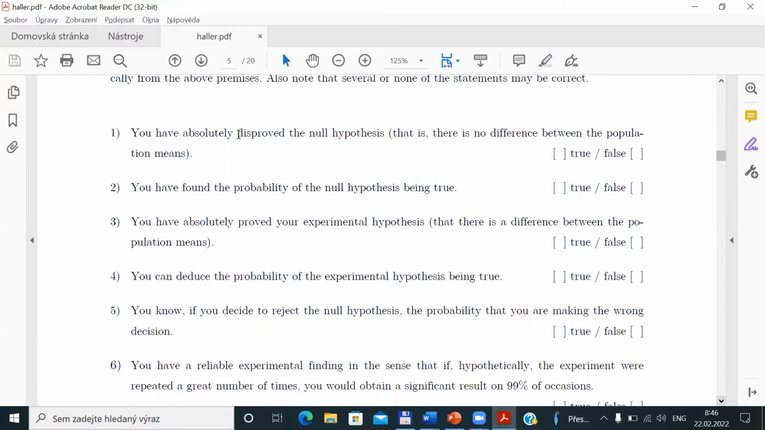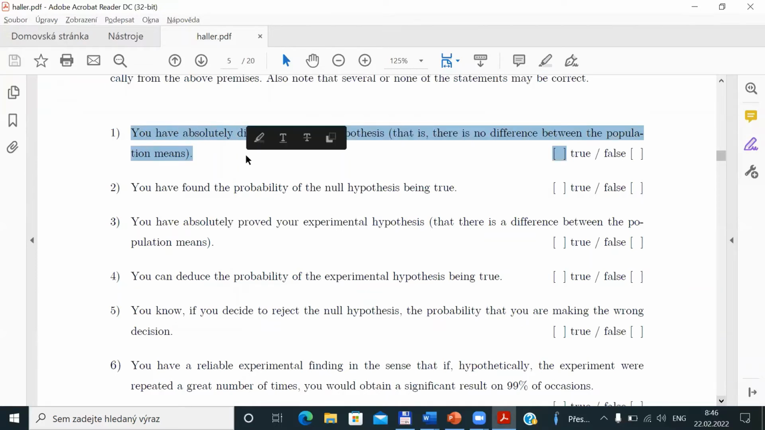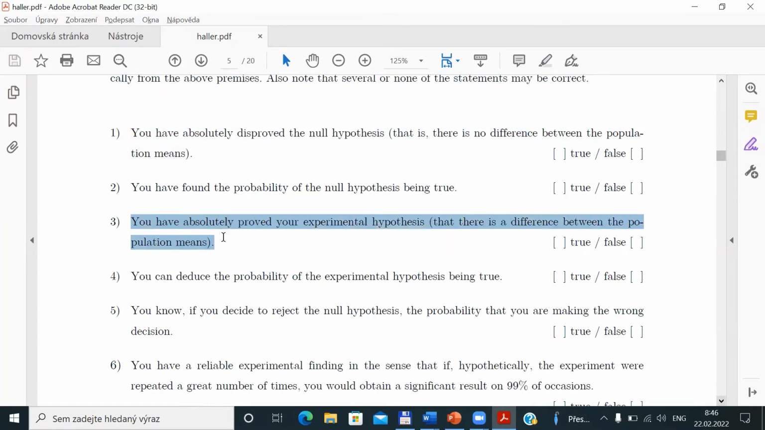We can prove or disprove something only if we have all the data. In no other case is there such an option. So it means that the first statement, as well as the third statement, must be false. So that's it.